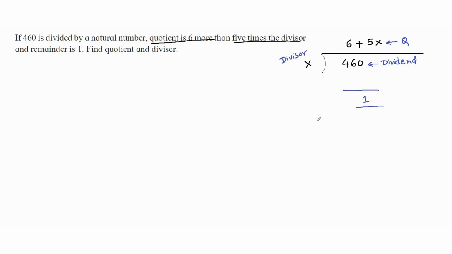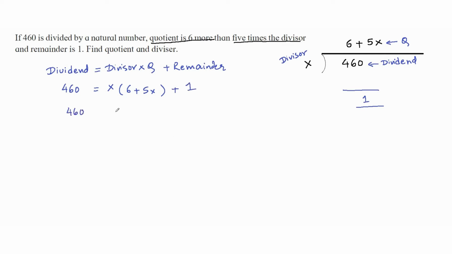So how can I solve this particular question? I know that the relation is: dividend is equal to divisor multiplied by quotient plus the remainder. So what is the dividend over here? Dividend 460 is equal to divisor x multiplied by the quotient, which is 6 plus 5x, and the remainder is 1. So I got 460 is equal to 5x square plus 6x plus 1, which means 5x square plus 6x minus 459 is equal to 0.